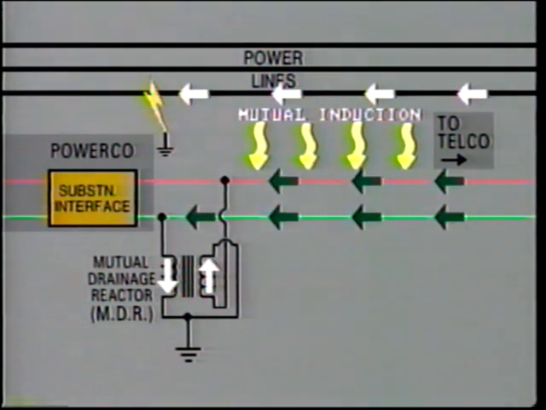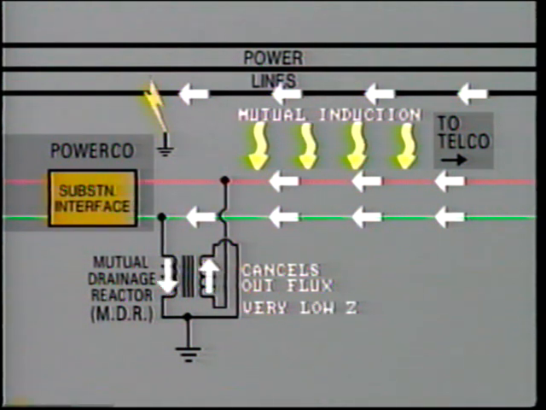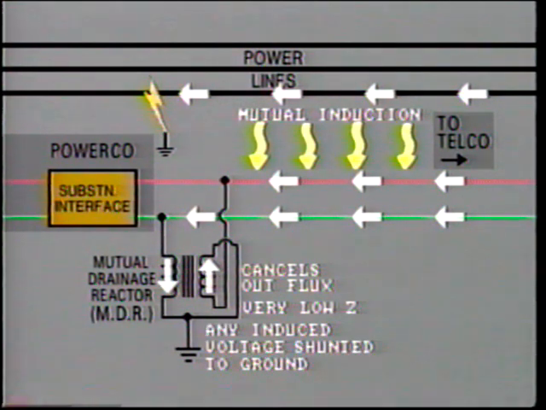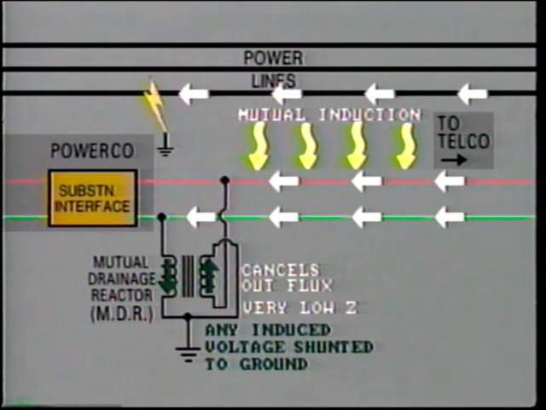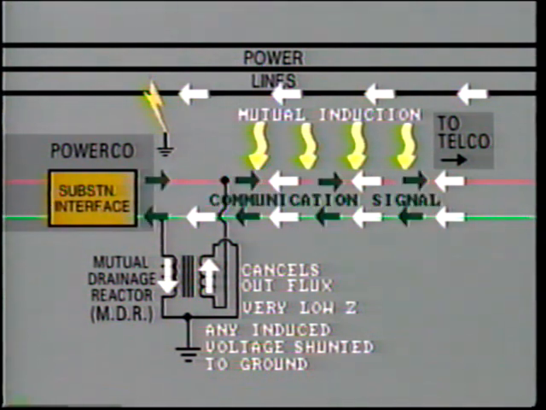The essential feature of longitudinal induced voltage is that both of the telephone line conductors suffer voltage rise of the same magnitude and phase. The mutual drainage reactor makes use of this fact. This will cancel out the magnetic flux in the reactive core, with the result that the reactor now presents a very low impedance to ground. Any induced common mode voltage is continuously shunted to ground. But it is important to note that the communication signal continues with no interruption and little loss.